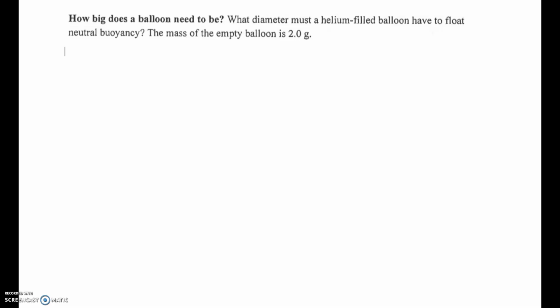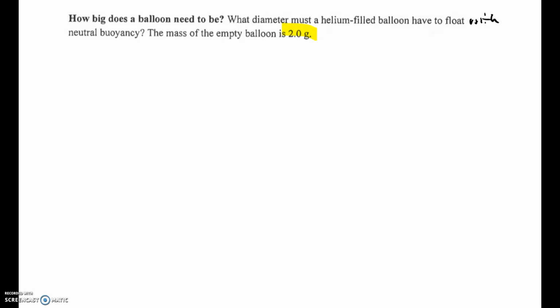All right, so let's look at this example where we need to determine the diameter that a helium-filled balloon has to have to float with neutral buoyancy. And we know one thing: the mass of the empty balloon is 2 grams. It's pretty cool that we're going to be able to figure this all out given just one quantity. That being said, we'll have to look up some densities here, but anyway.